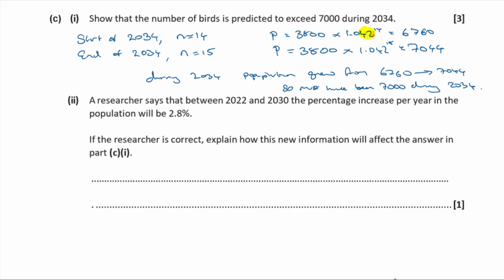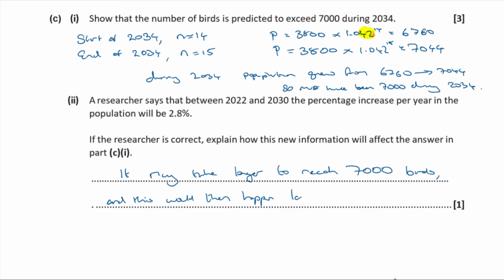Okay, so I'm going to write something like that. I'm going to say it may take longer to reach 7,000 birds, and this would then happen later than 2034. Okay, it's only a 1 mark question, so they're not expecting us to work out exactly when that will be. You know, we can see that if you reduce the rate at which it increases by, it's going to take longer to increase to the amount we're talking about.